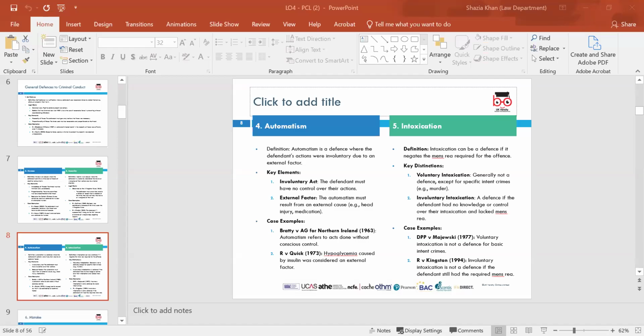The next defense is intoxication. Intoxication is a state of reduced mental or physical control caused by drugs or alcohol. In criminal law, it can affect a defendant's ability to form the mens rea, or the intent to commit a crime. So you have voluntary intoxication and involuntary intoxication. Voluntary intoxication can prevent proof of criminal liability if the crime was committed with a specific intent. And involuntary intoxication can negate the mens rea and may be a defense if the defendant's intoxication was through no fault of their own.